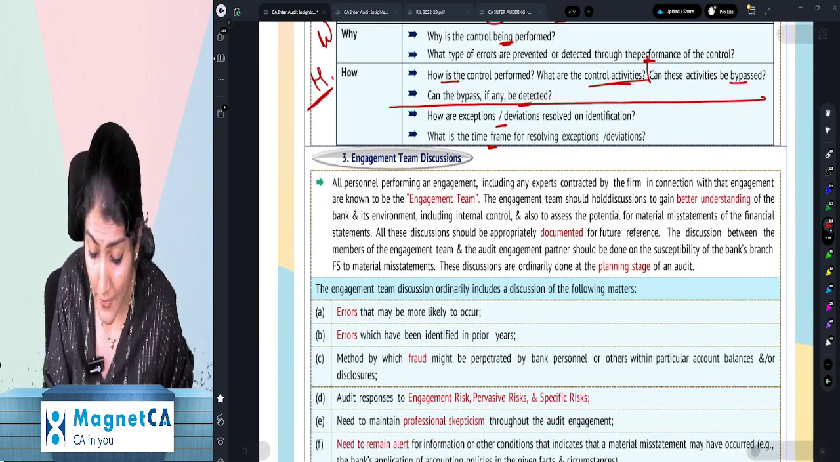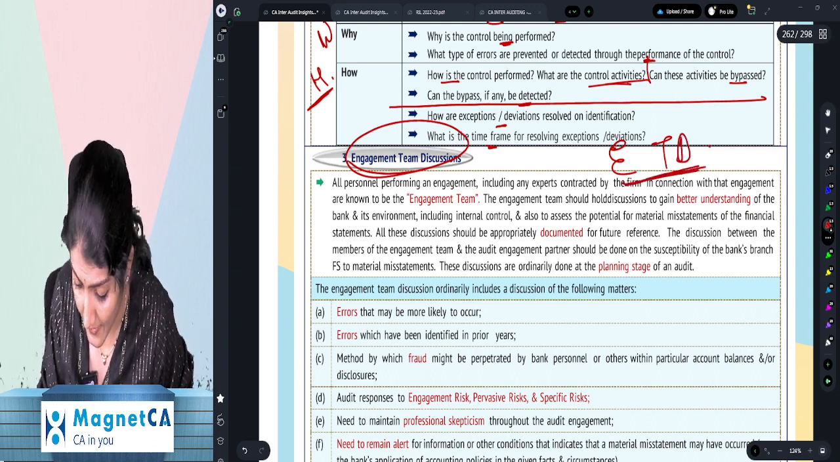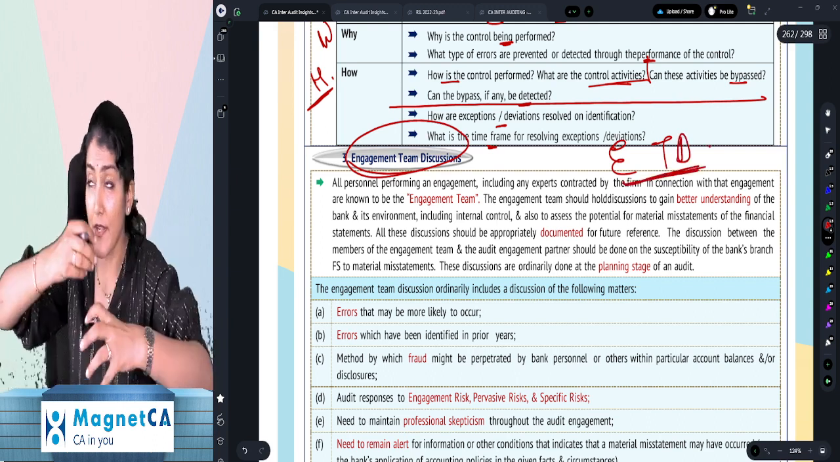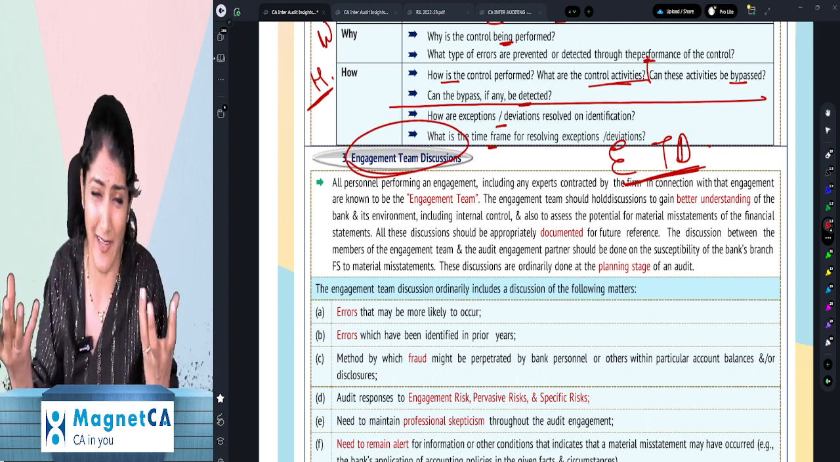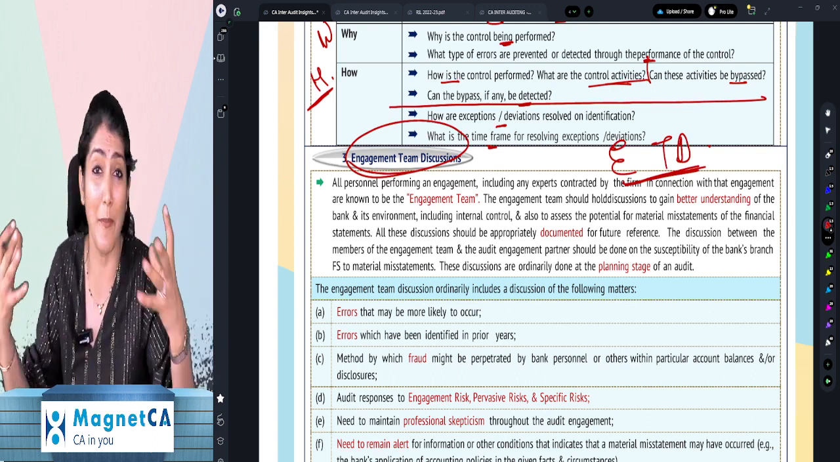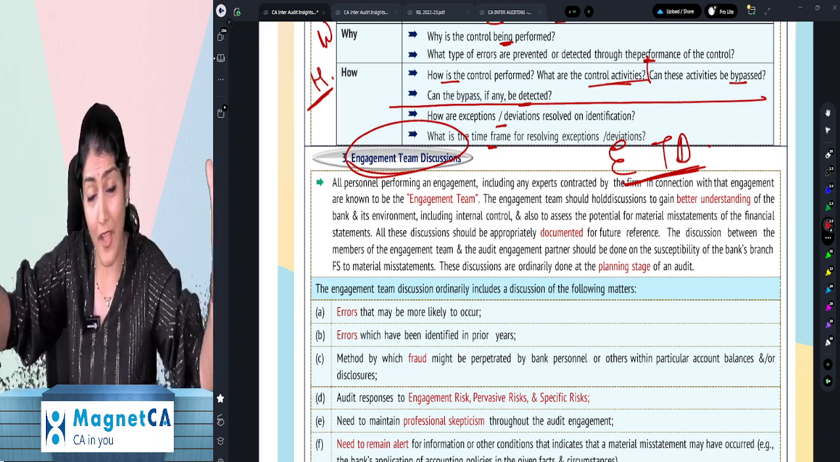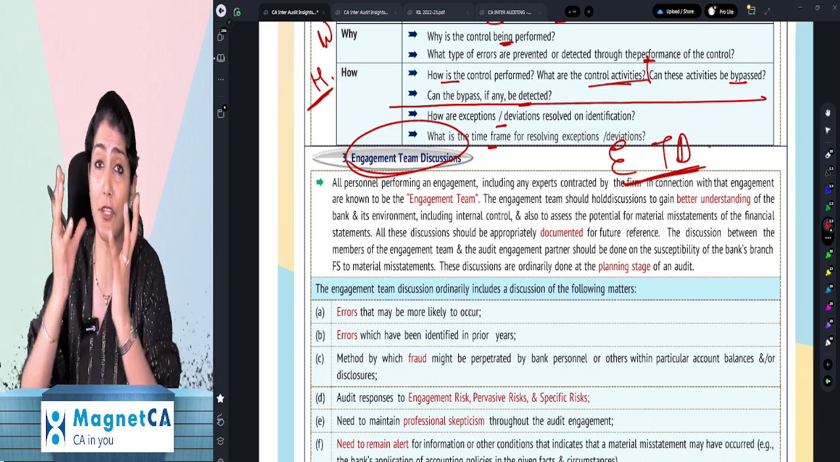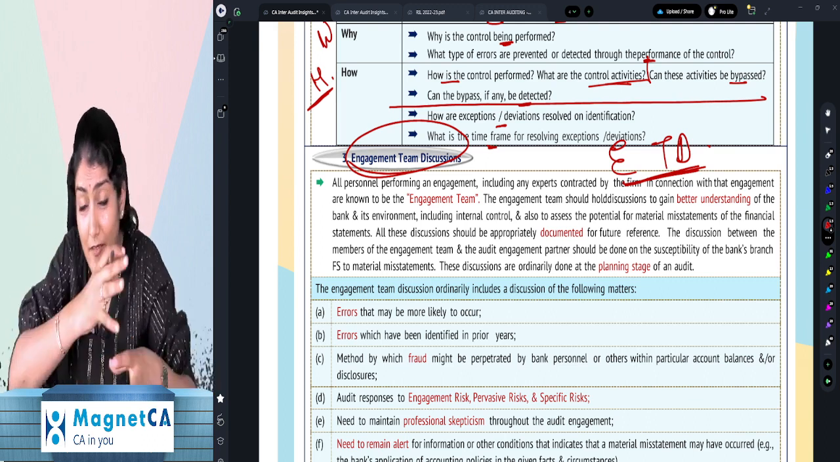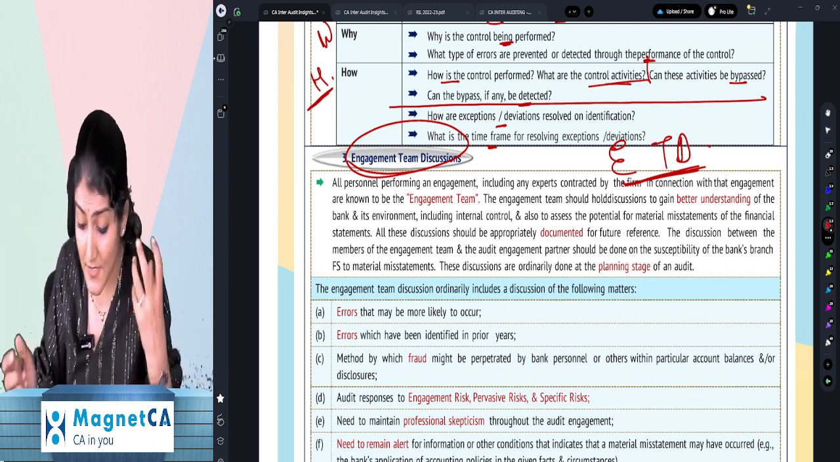And then they talk about the ETD. What is ETD? Engagement team discussion. Say you are appointed as the auditor of State Bank of India, for example, or maybe Punjab National Bank, or maybe ABN AMRO Bank, any bank. And now what does it say? You have these 70 members in your engagement team. So should there be discussion amongst the members of the engagement team? Yes. At which stage of the audit?